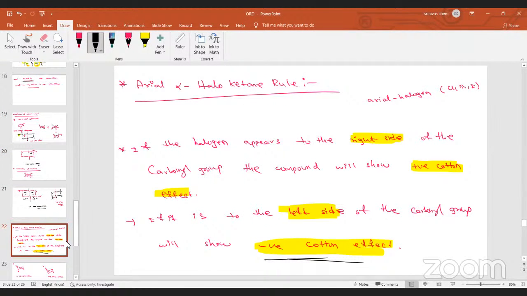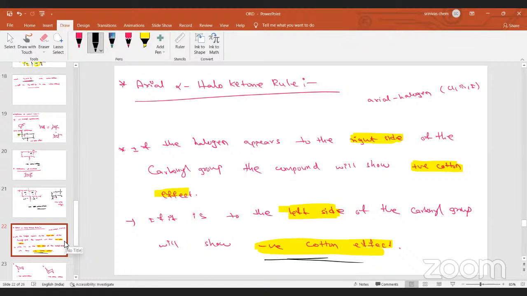Axial alpha halo ketone rule. This rule is applied when an axial halogen is present, an axial halogen on the keto group of cyclohexanone. So this rule is applicable when there is an axial halogen like chlorine, bromine, or iodine alpha to the keto group of cyclohexanone.